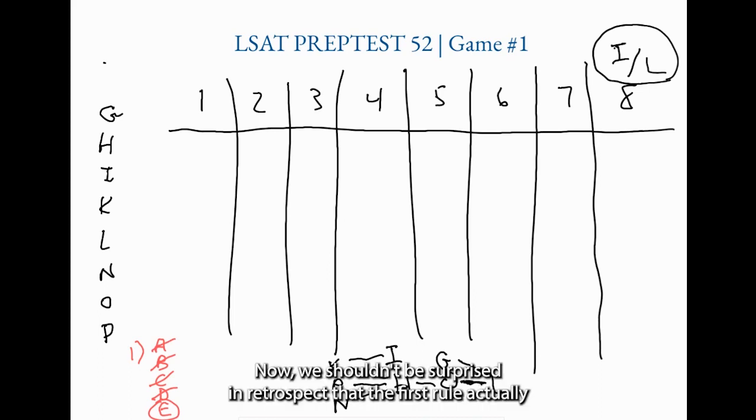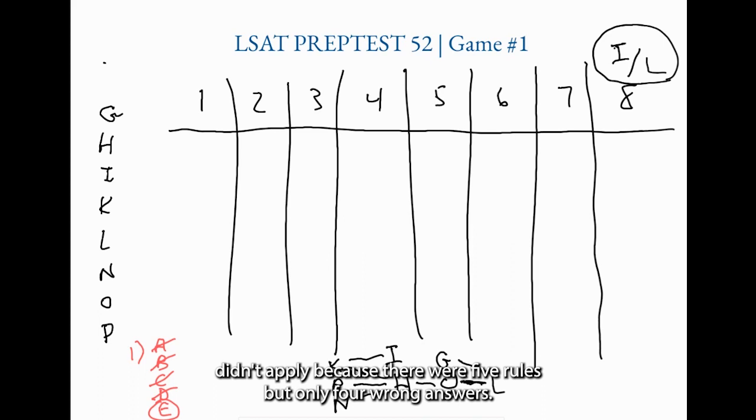Now we shouldn't be surprised in retrospect that the first rule actually didn't apply, because there were 5 rules, but only 4 wrong answers. So if we're going to have this one-to-one correspondence, one of the rules is likely to be irrelevant. Notice how predictably, though, the other 4 rules each knocked out a wrong answer.